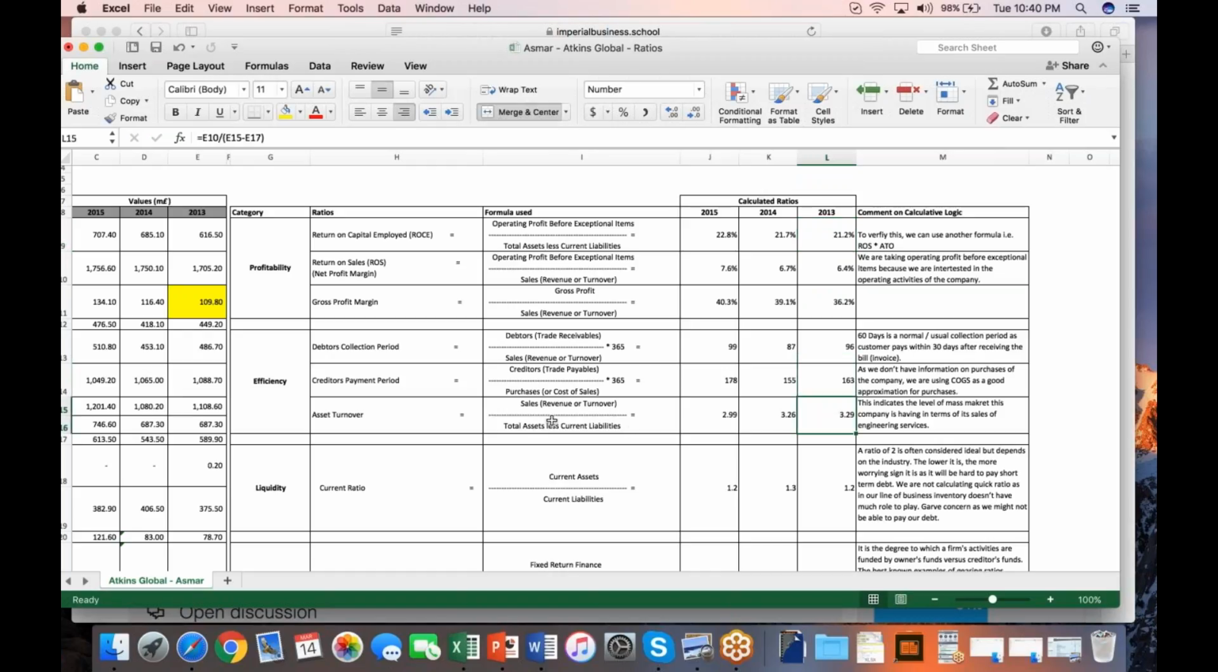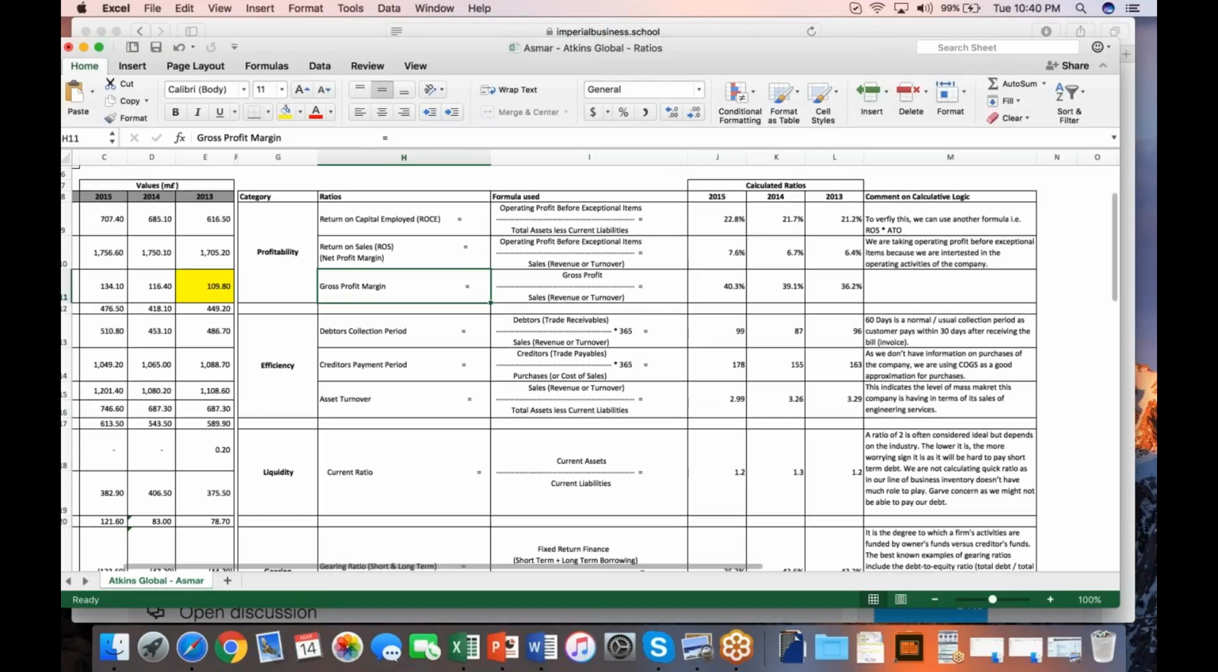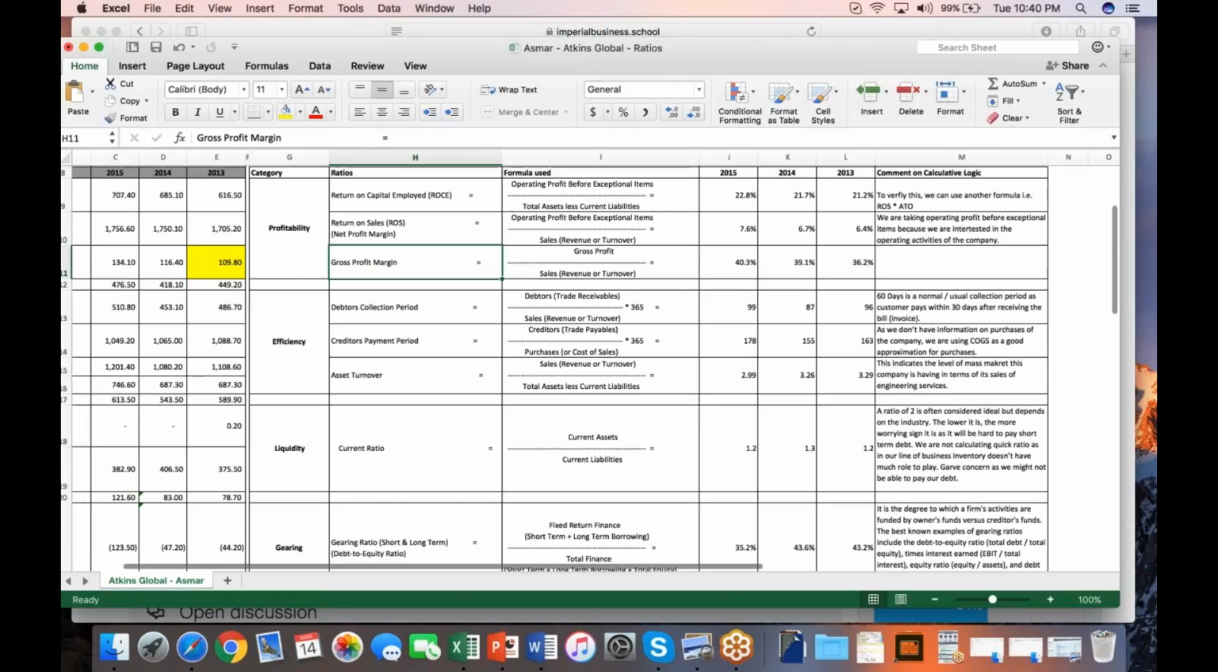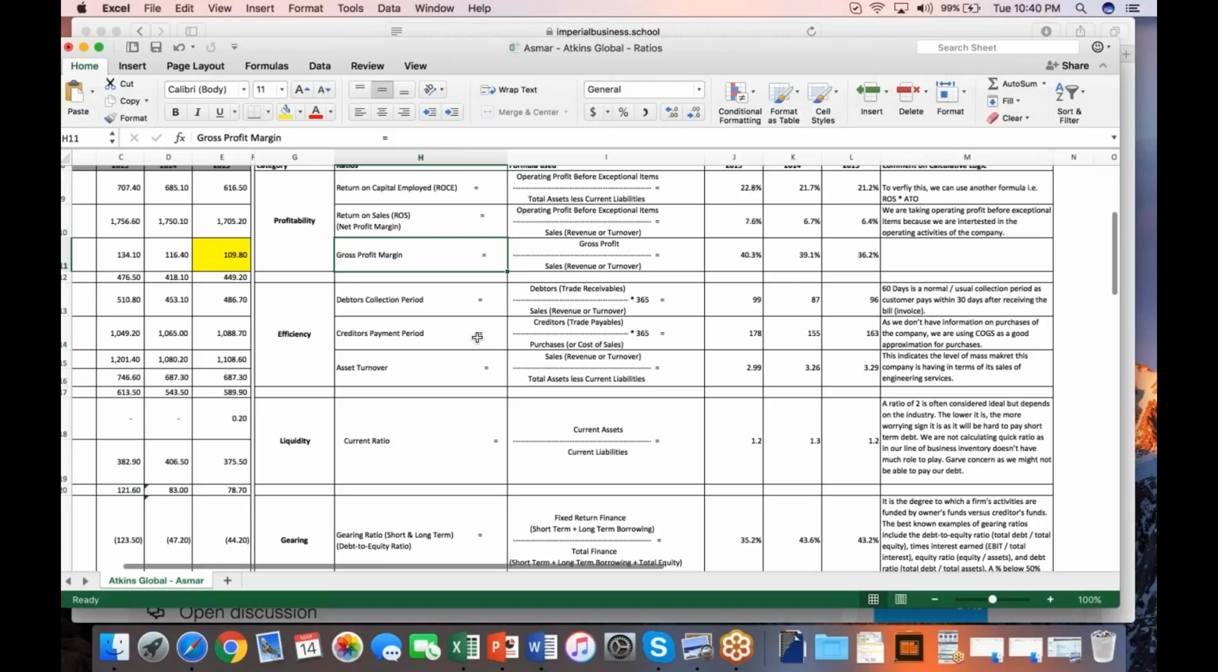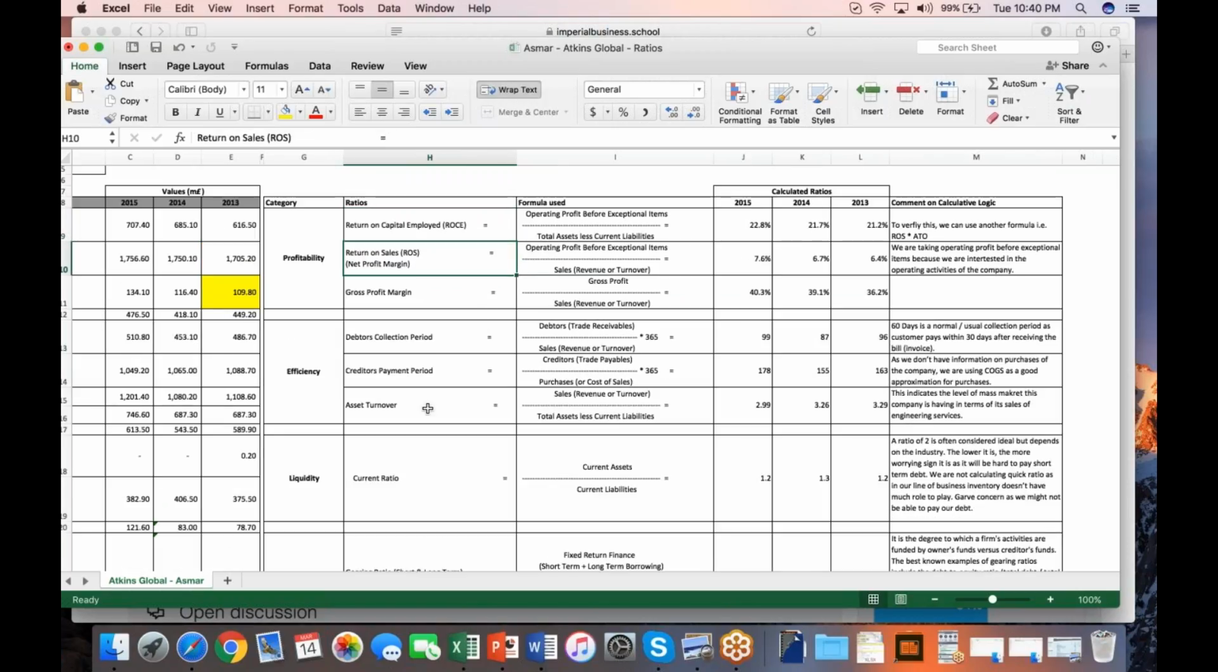So asset turnover again is sales divided by total assets. That we already know. So debtor collection, gross profit margin, we already know. We are not interested in gross profit margin that much. To be honest, we are interested in return on capital employed. With return on capital employed, the two things which are linked are return on sales and asset turnover. Other than that, debtor collection period and creditor payment period. These two things are anyway important for any business these days.